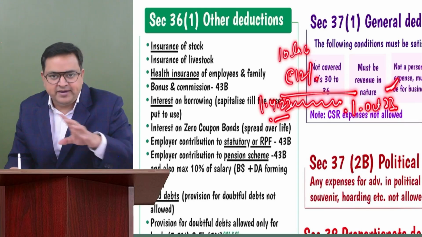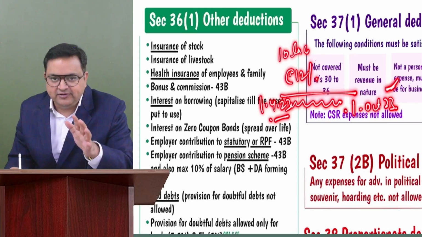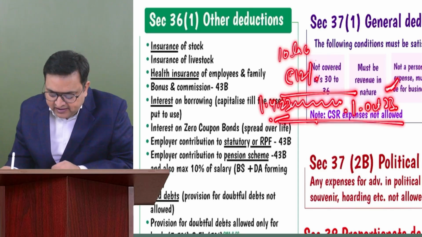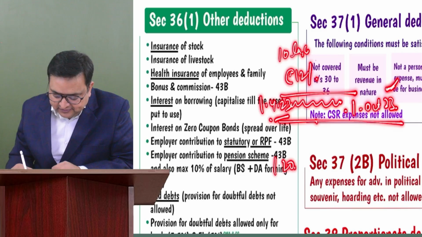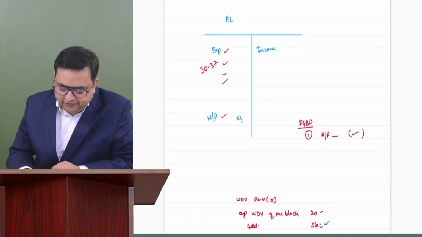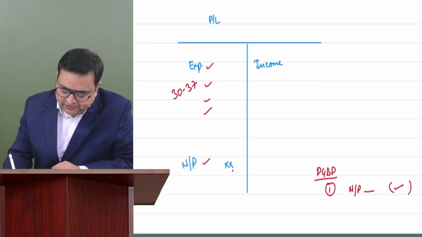So first of all, add back that expense because that is not a revenue expense. Let's say for the entire year, the expense is 1,20,000. You have taken a loan of 10 lakh rupees at a rate of 12%.